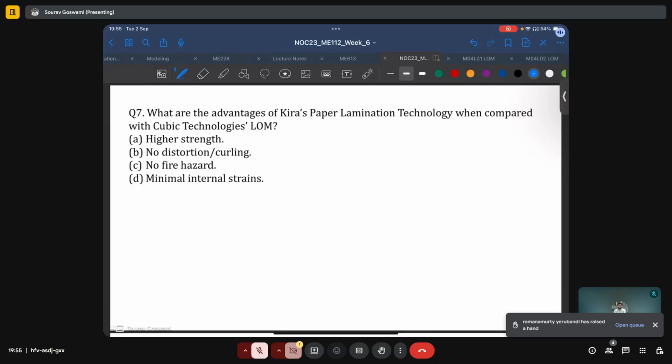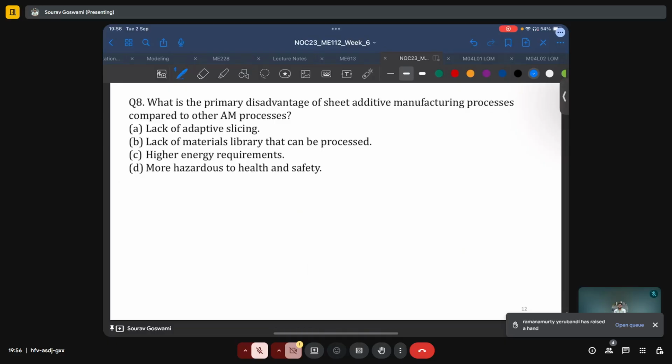We did see that the parts made from Kira's paper lamination technology are 25% harder than equivalent wood. Because of the use of flat hot plates, no distortions and curlings are introduced. Since it uses a mechanical knife instead of a laser, there are no fire hazards associated. Further, because it's a solid state process, there are minimal internal strains. So all 4 options are correct in this case.